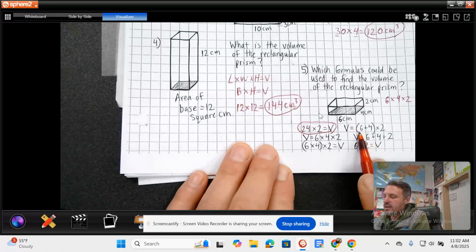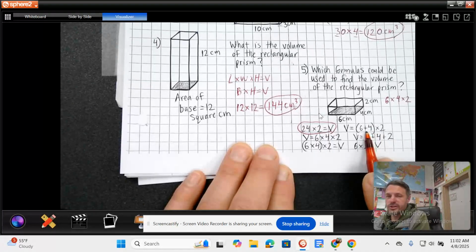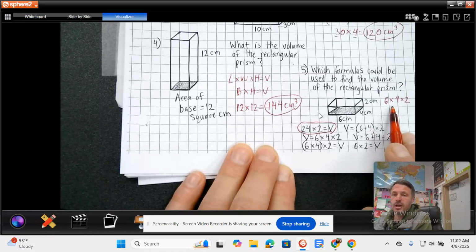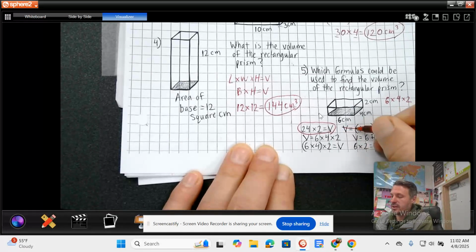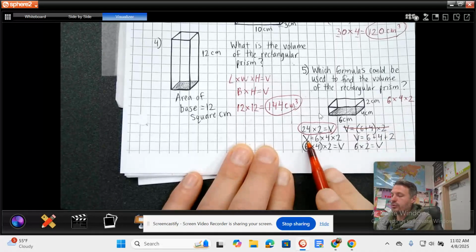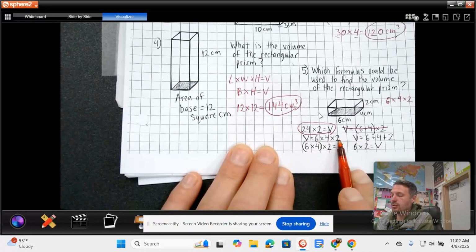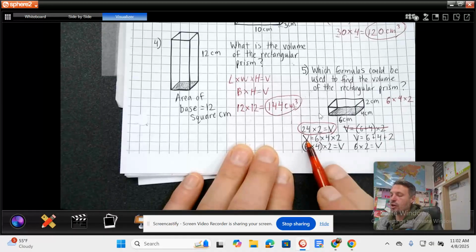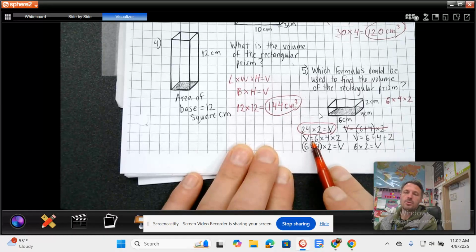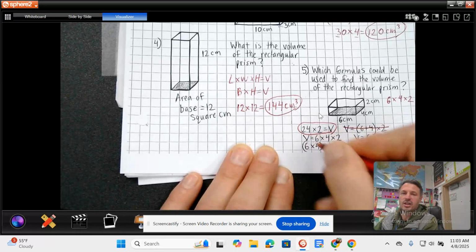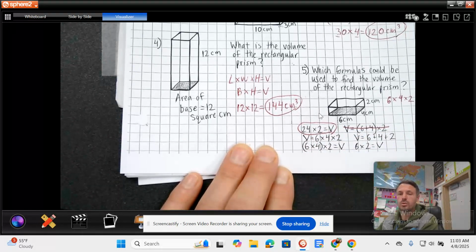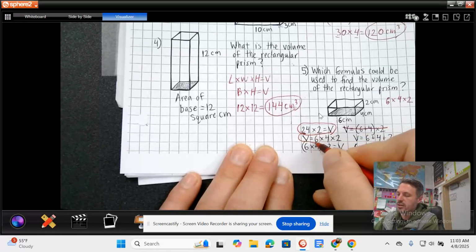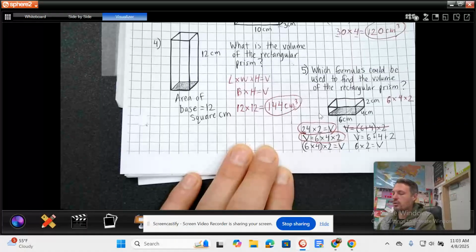Okay. This one, 6 plus 4 times 2. Would 6 plus 4 times 2 give us the same answer as 6 times 4 times 2? I don't think so. Let's get rid of that one. Volume equals 6 times 4 times 2. That's the same thing we have here. Instead of 6 times 4 times 2 equals volume, it says volume equals 6 times 4 times 2. That doesn't change anything. You can write 2 plus 2 equals 4, or you can write 4 equals 2 plus 2. It doesn't matter which side the equal sign is on, so that works too. So we're going to circle that one.